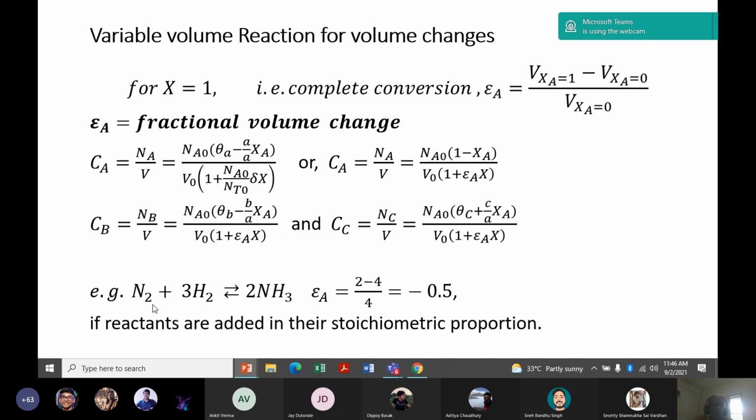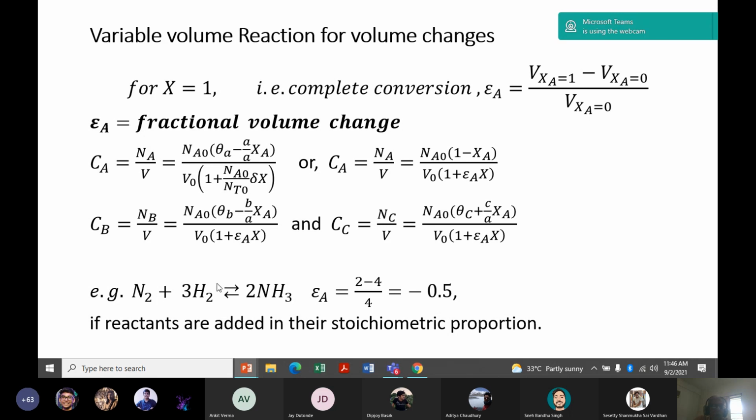Say, for example, the gas phase reaction N2 plus 3H2 giving ammonia. And what is epsilon A? Epsilon A is minus 0.5. But here the exact stoichiometric ratio is followed for addition of reactants. That is N2, if it is 1 mole, 3 mole of hydrogen is added. So total mole is 4. And final 2. So (2 minus 4) by 4 is minus 0.5.